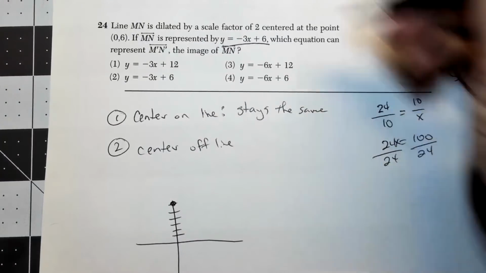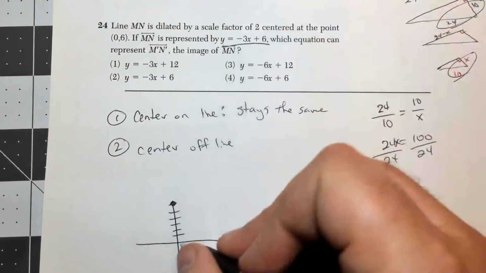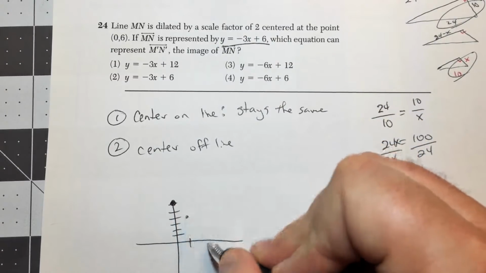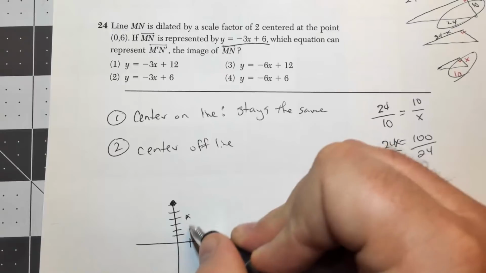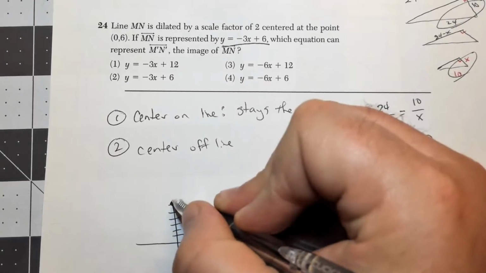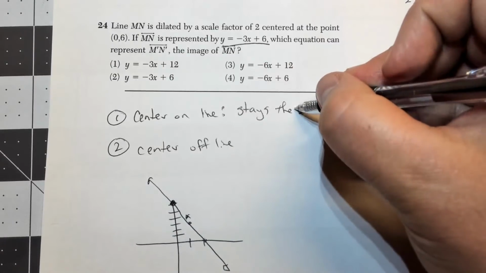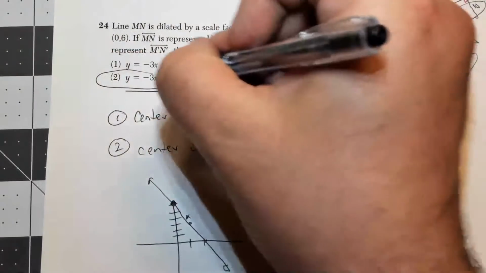My line is y equals -3x plus 6. The y-intercept is 6. It's also right there, and it's got a slope of -3. So -3 over 1, -3 over 1. All right. My line looks like this. It goes right through the center. So that's the case. It stays right where it is. So the answer is actually just choice 2.